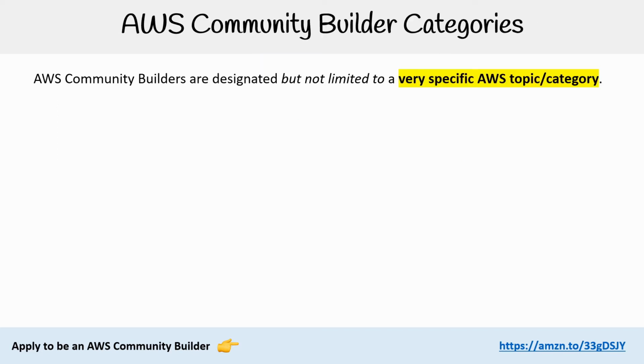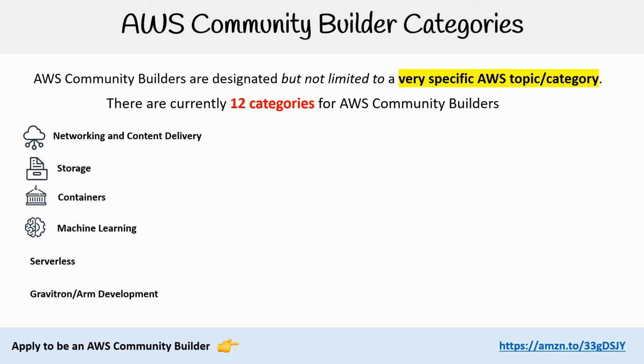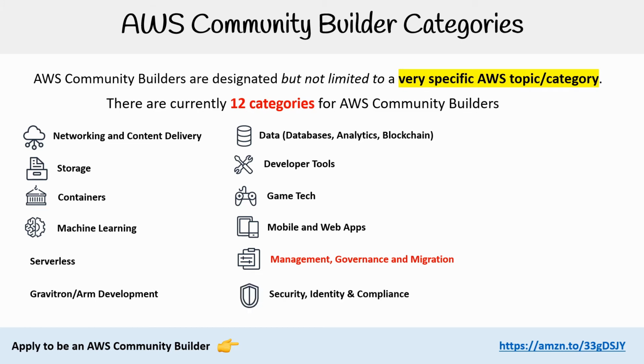The way the Community Builders is organized is that it's broken down into different types of categories or topics. If you were to become a builder, you would be assigned to one of the 12 categories, but you're not limited to only operate in that category. We have networking and content delivery, storage, containers, machine learning, serverless, Graviton ARM development, which I don't know much about, data, so you've got databases, analytics, blockchain, developer tools, game tech, mobile web apps, my favorite, management, governance, and migration, and security, identity, and compliance.